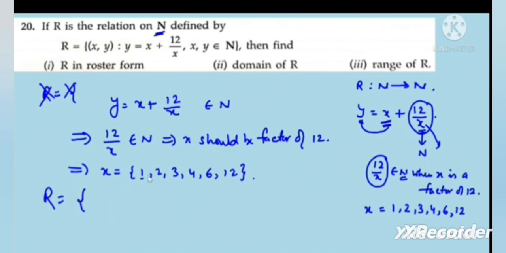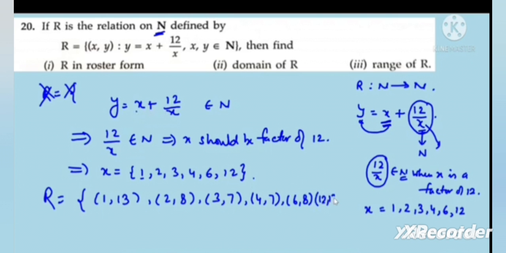So the relation would be what? For x equal to 1, it is 1 plus 12, so it's coming to 13. For x is 2, it will be 2 plus 6, that is 8. For 3, 12 by 3 is 4, so 3 plus 4 is 7. Similarly for 4 it is 4 plus 3, that is 7, and for 6 it will be 6 plus 2, that is 8. And for 12 it is 12 plus 1, that is 13.